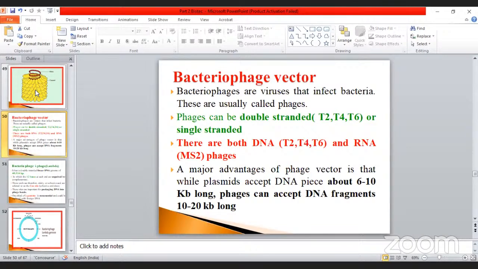The maximum amount of DNA accepted, plasmid 6 to 10 kilobase long, and also fragments 10 to 20 kilobase long. This is very, very important, my dear.